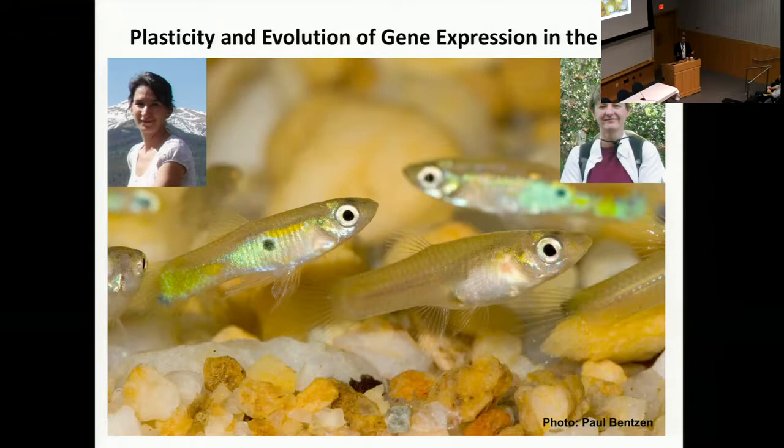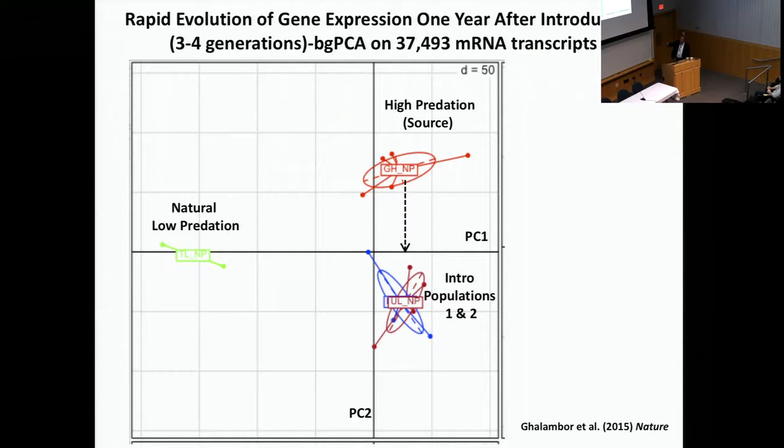But then we found this. So for over 37,000 transcripts, here's our high predation source population, here are the two introductions, and here is a naturally occurring low predation population. So in only 3 to 4 generations, we see a complete change in the pattern of gene expression within the brains. So really rapid evolutionary change.